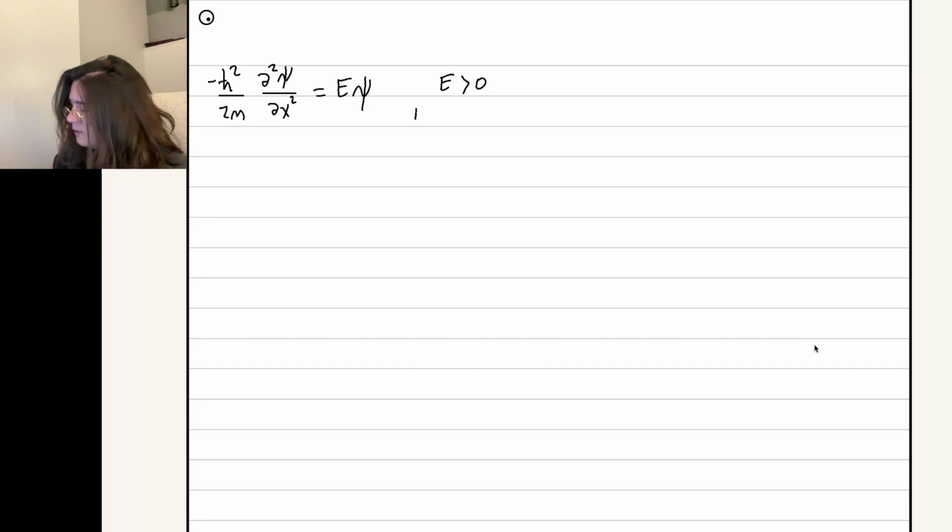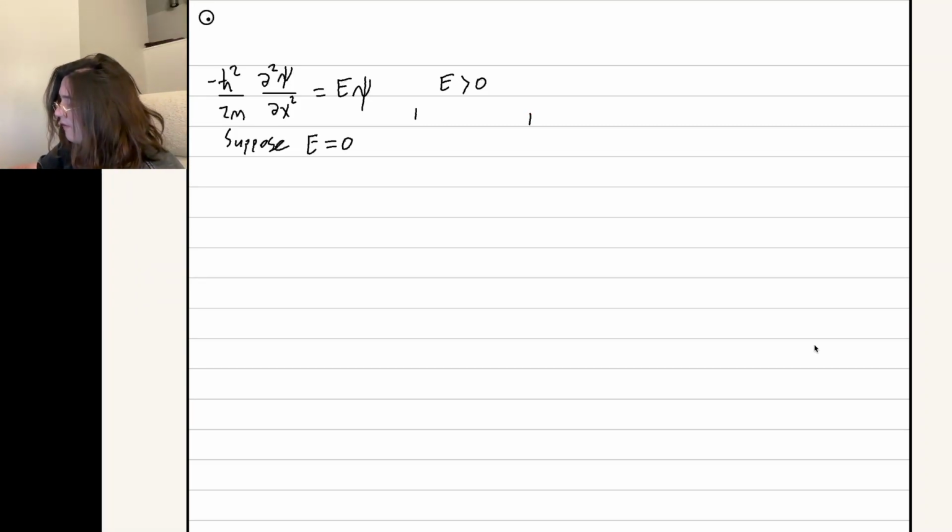For this proof, suppose that we set E to 0, for example. And we're going to show that this equation kind of falls apart when we do that. Remember, for the particle in the box, we have to have these boundary conditions that the wave function at x equals 0 and at x equals a are both equal to 0. And that's where the contradictions are going to pop up.